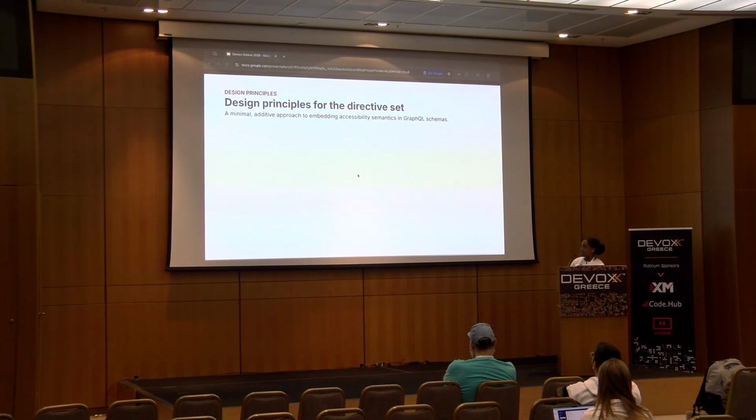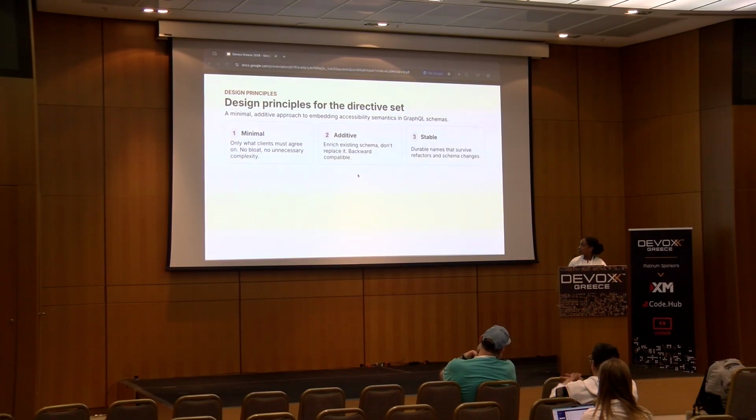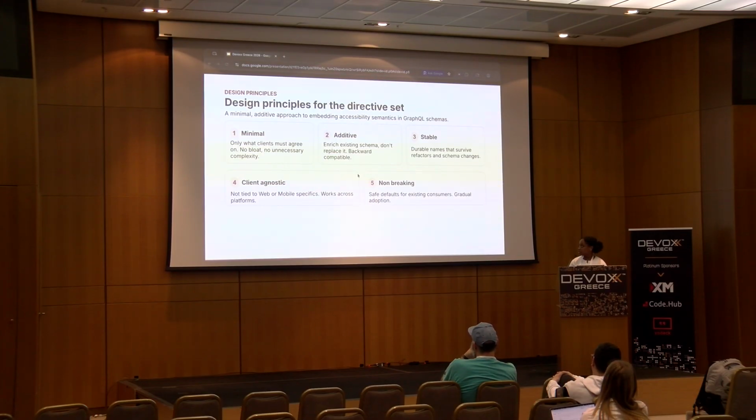Since you're approaching this with directives, there are a few attributes we should keep in mind. We want something minimal: only what clients must agree on, no bloat, no unnecessary complexity. Additive: enrich the existing schema, don't replace it, and have some backward compatibility just in case things don't go as planned. Stable: durable names that survive refactors and schema changes. Client agnostic: not tied to a specific platform. And non-breaking: safe defaults for existing customers, gradual adoption.